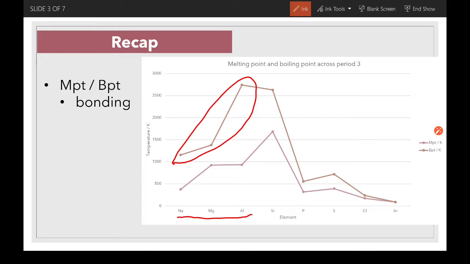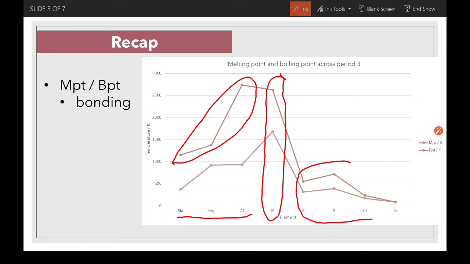Then we looked at silicon. This was almost an anomaly in terms of the structure and bonding, because it was macromolecular, or giant covalent, and consequently there are many covalent bonds that need to be broken to turn it into a liquid, and then subsequently into a gas. And then we got our simple molecules. These just had weak intermolecular forces between the molecules, so we got a relatively low melting point and boiling point. And then argon had the lowest because that is atomic.